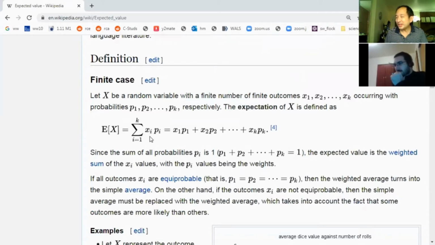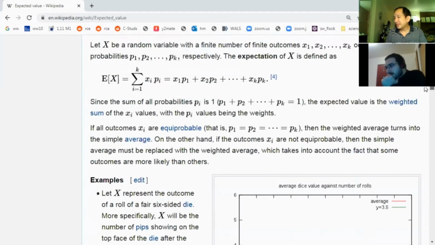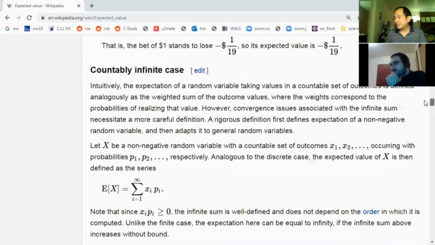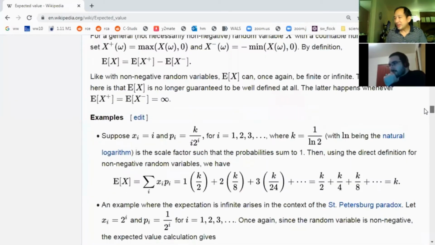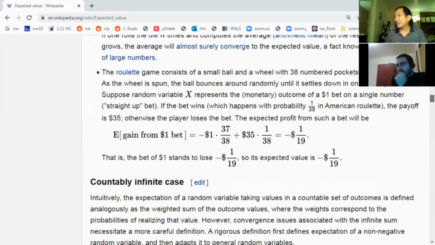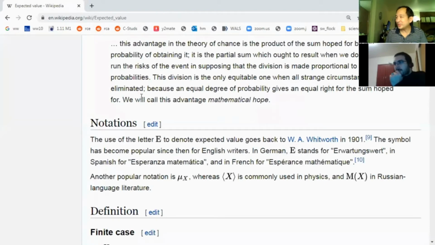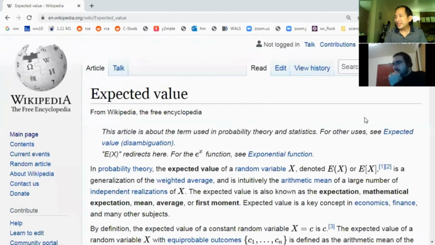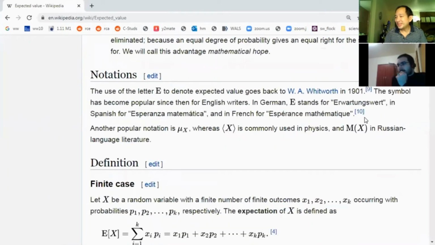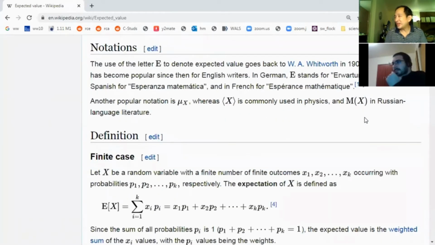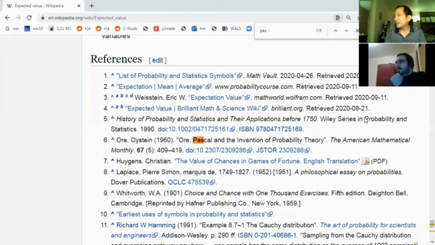So X i, we can actually, I think, see if they actually have this. No, they don't have it as a function. All right. So let's go with the Wikipedia definition of expected value. So I just totally clunked through this. It's a little frustrating in math. Everyone defines their symbols differently. Let me see if they had the word Pascal.